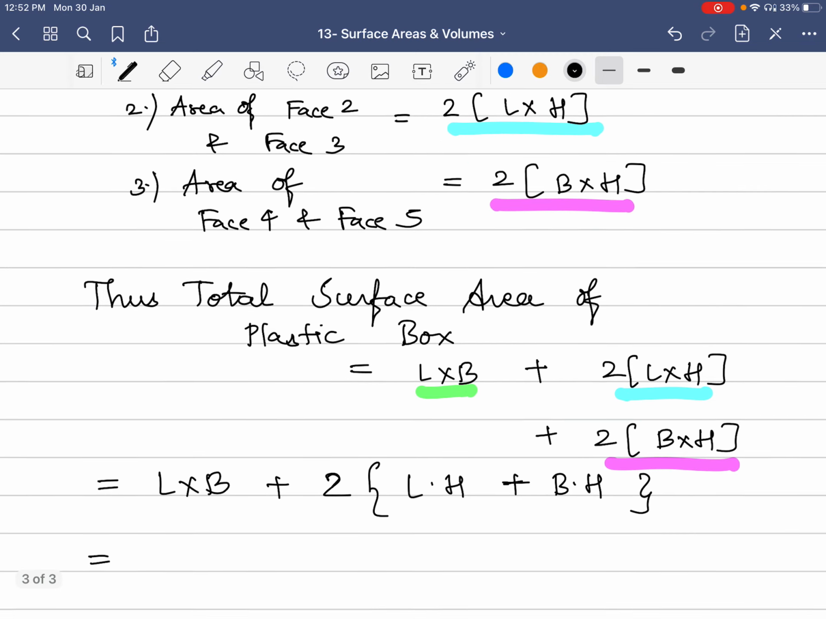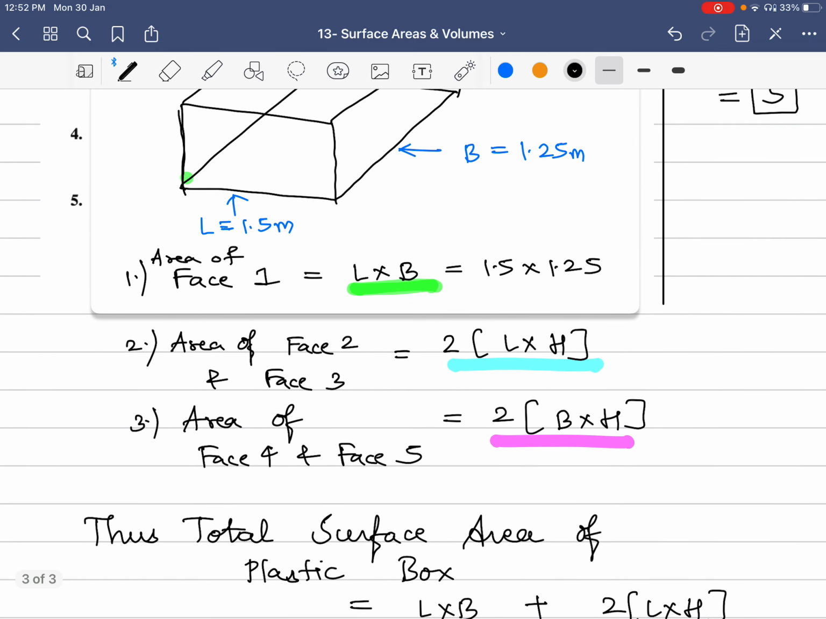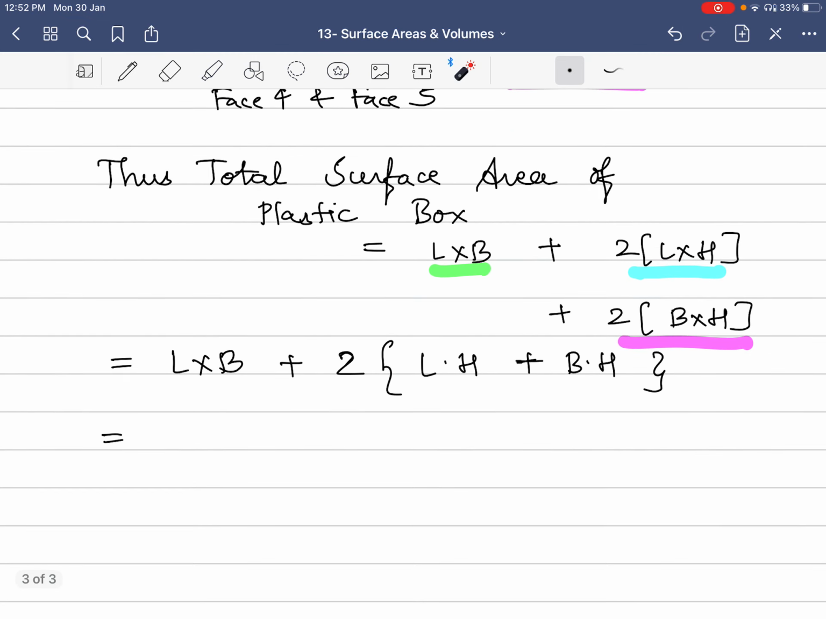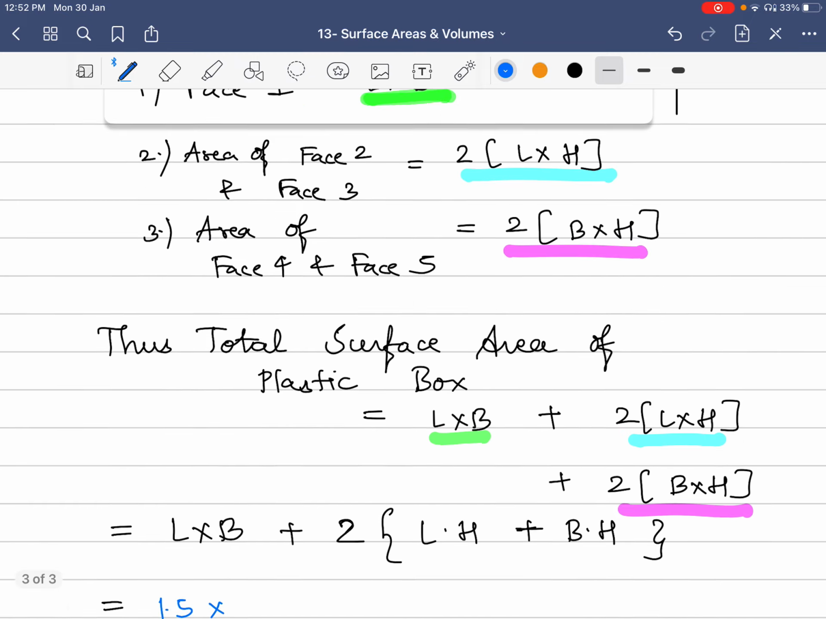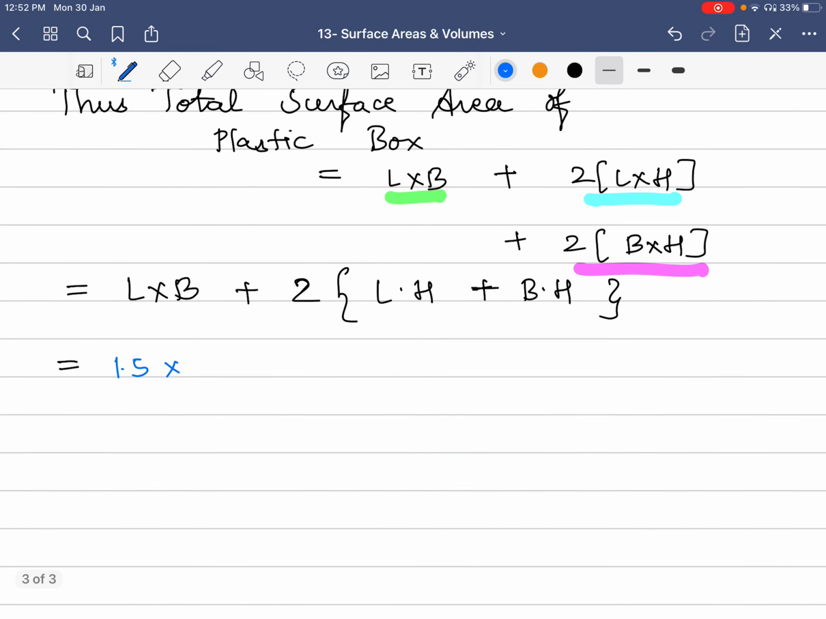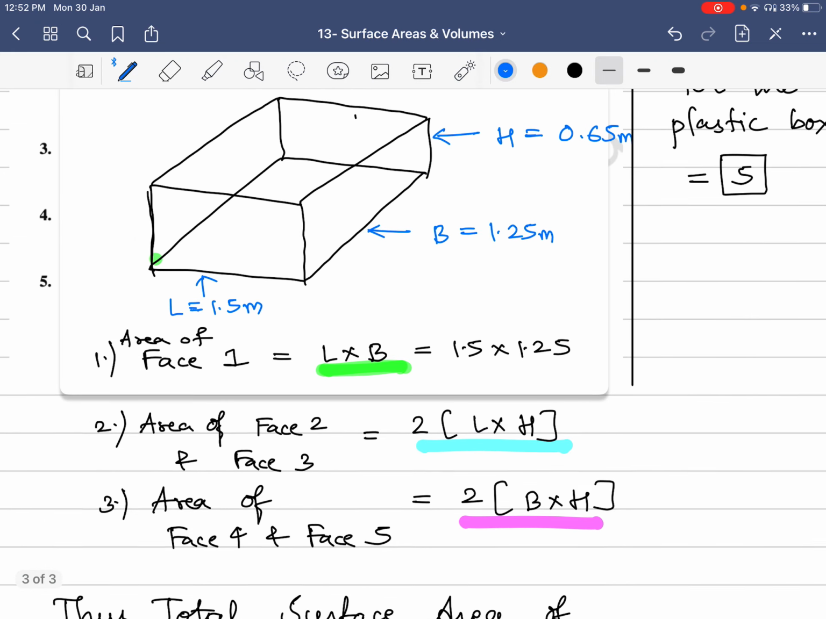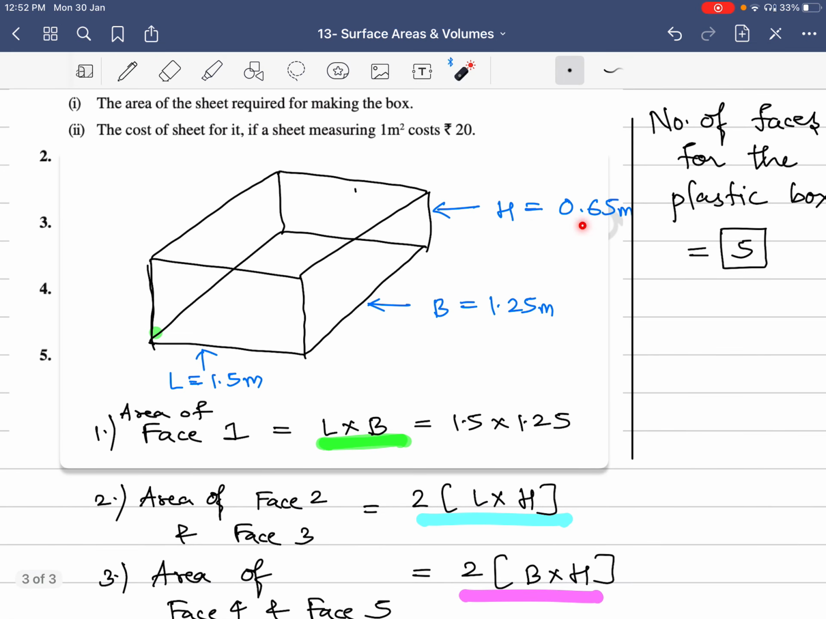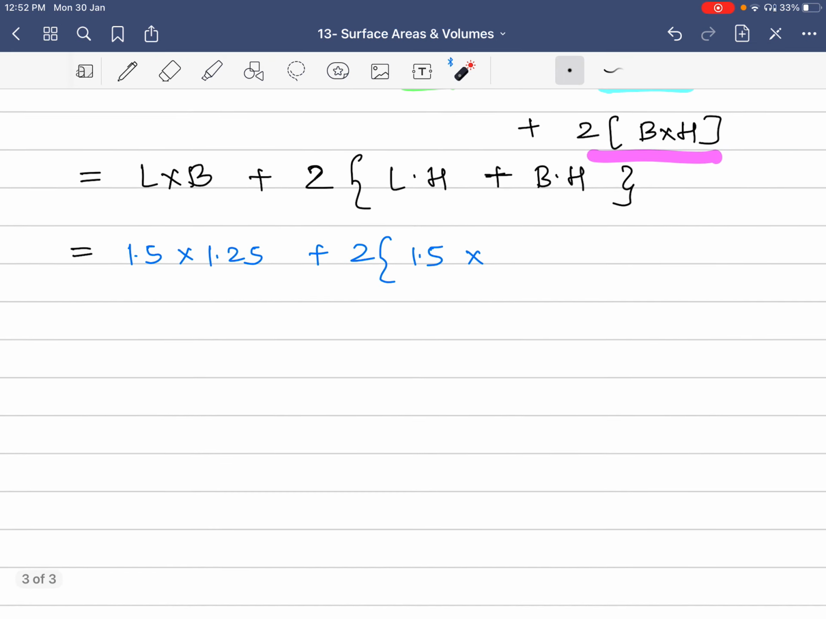Now let us substitute the values of L, B and H. So L is 1.5 meter, so I'm just going to write it here. 1.5 meter into B is 1.25 meter, plus 2 times L is 1.5, and I think h is 0.65. Yes, h is 0.65. So let's come down.